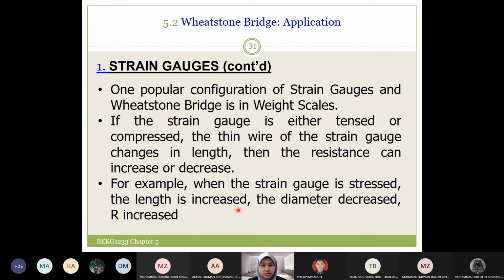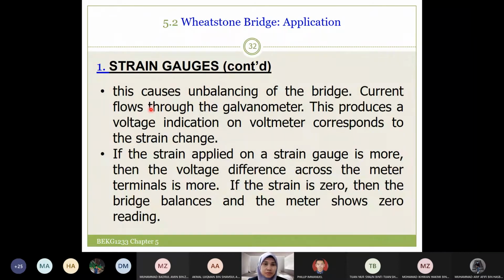diameter will decrease. Okay, so the diameter can also be associated with area. Okay, A, area. So when the area is decreased, R will increase. So L increases, of course R will be increased. This causes unbalancing of the bridge.